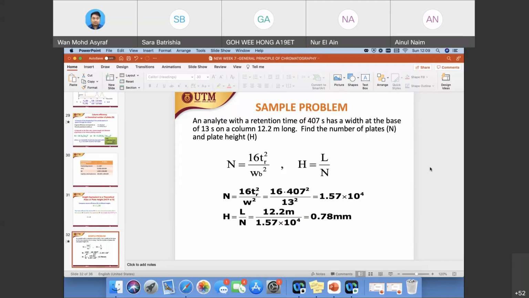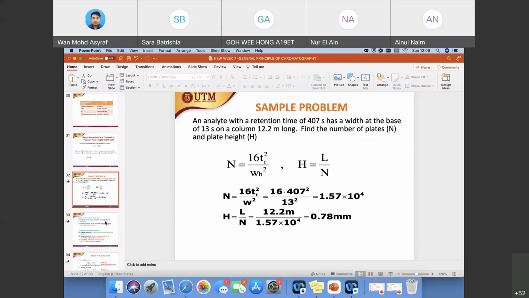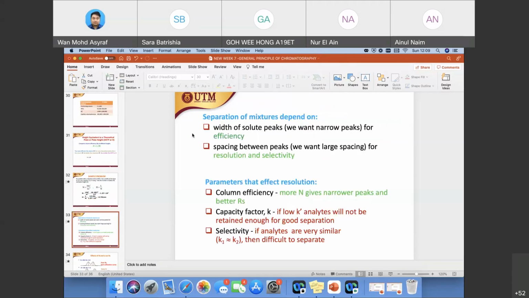Tak ada, Doktor. Tak ada. Okay, semua clear ya? Okay. Alright. Okay.